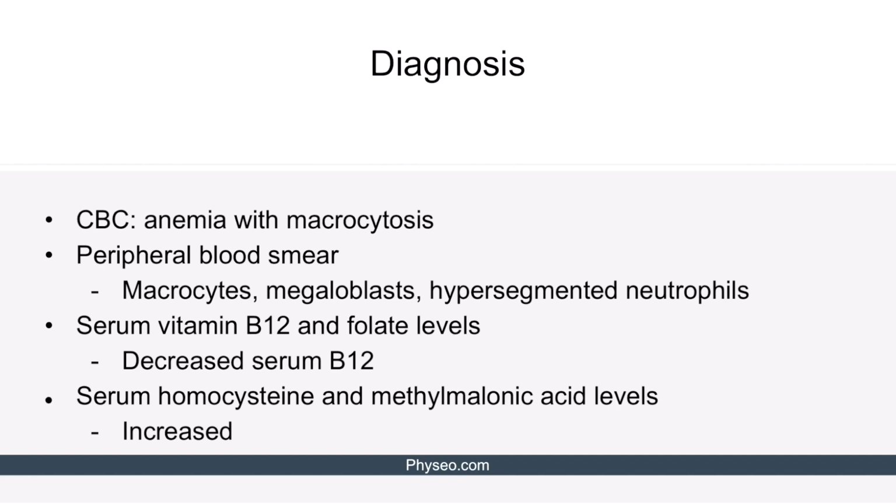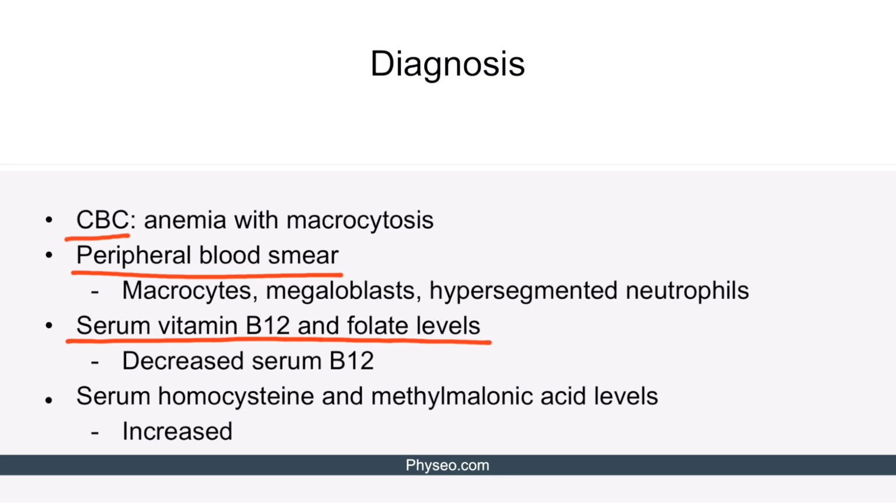First, a complete blood count or CBC should be done, which often reveals anemia with macrocytosis. A peripheral blood smear reveals macrocytes, megaloblasts, and hypersegmented neutrophils. Note that these findings aren't specific to vitamin B12 deficiency and could be present in folate deficiency as well. Hence, serum B12 and folate levels should also be obtained.